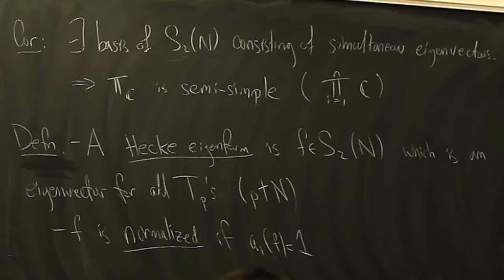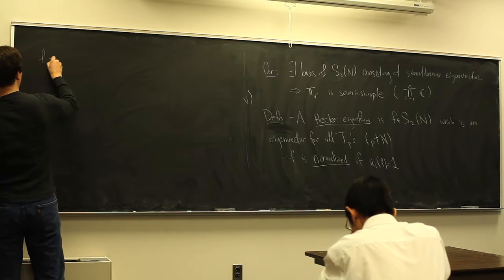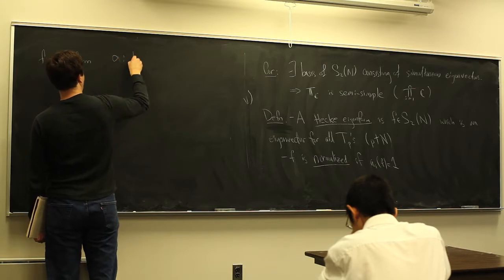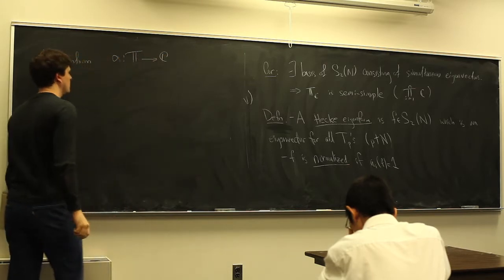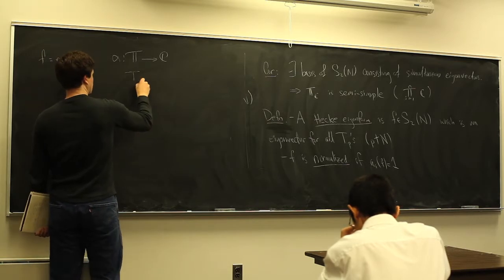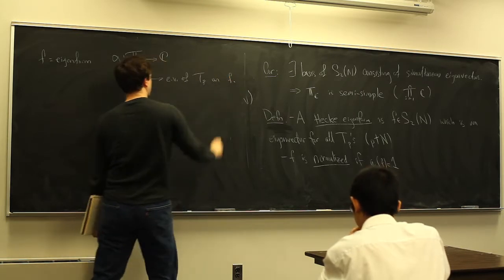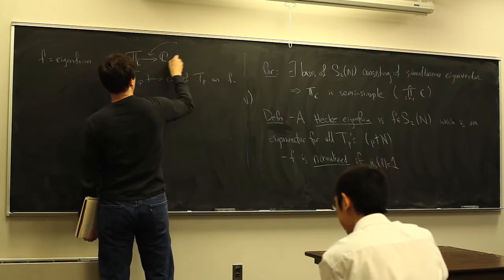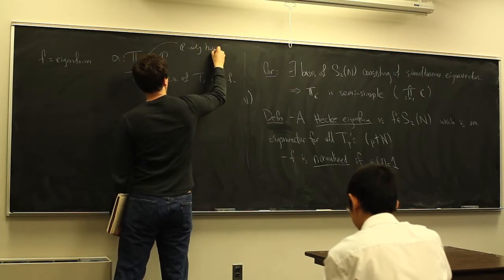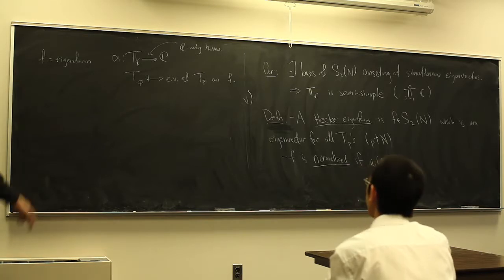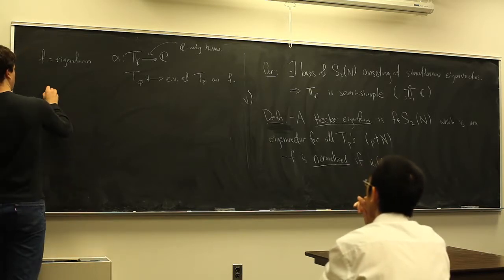Turns out the leading coefficient is never zero, so you can always normalize an eigenform. So you have a basis of normalized eigenforms. All right, so if f is an eigenform, then you get a homomorphism alpha from this Hecke algebra to C, and it's defined by taking T_p to the eigenvalue of T_p on f. This is a C-algebra homomorphism. And such an alpha we call a system of eigenvalues.